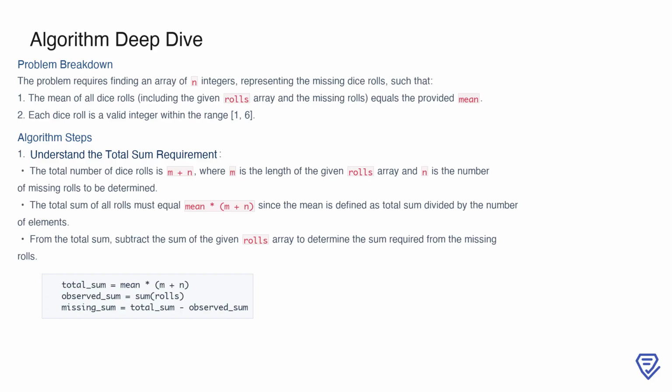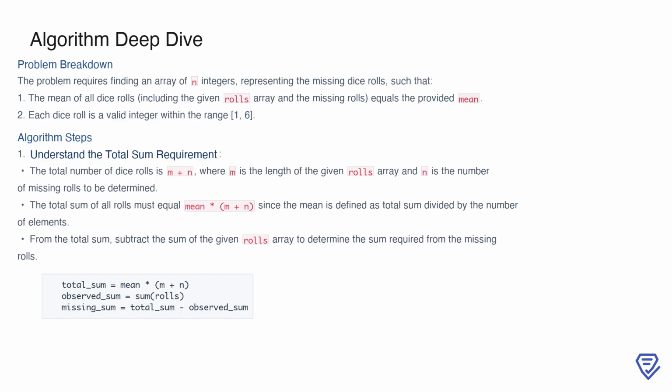The first step in the algorithm is to calculate the total sum of all dice rolls. Since the mean is defined as the total sum divided by the number of elements, we can compute the total sum by multiplying the mean by the total number of rolls, which is the sum of the lengths of the given rolls array, m, and the missing rolls, n. Once we know the total sum, we subtract the sum of the given rolls array to determine the sum required from the missing rolls. This gives us a clear target value to work with as we construct the missing rolls array.